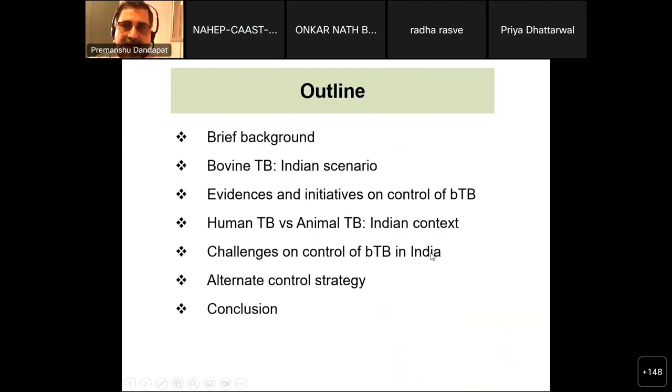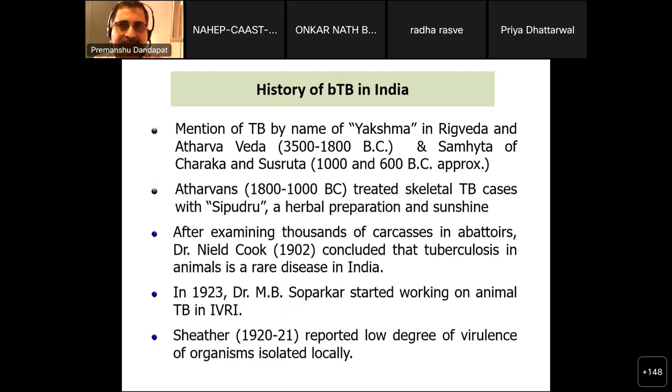So coming to the outline, basically we'll discuss a brief background about bovine tuberculosis and zoonotic tuberculosis in India, its recent scenario, what evidences and initiatives have already been taken in India to control this particular tuberculosis, what the human TB status and the animal TB status are in the Indian context, what the challenges in controlling it are, and what may be the alternate strategy.